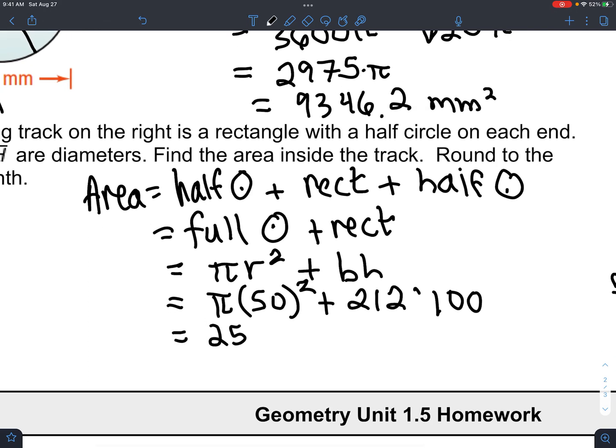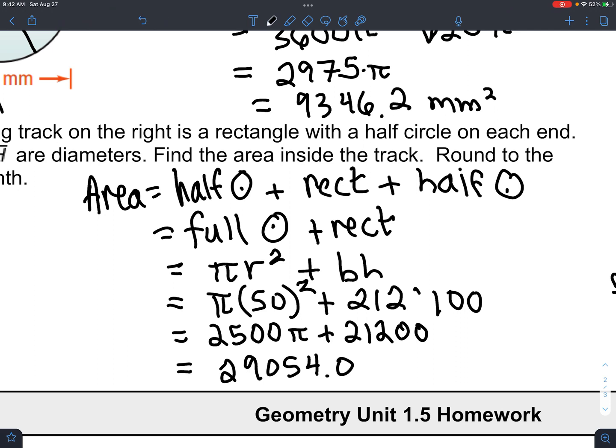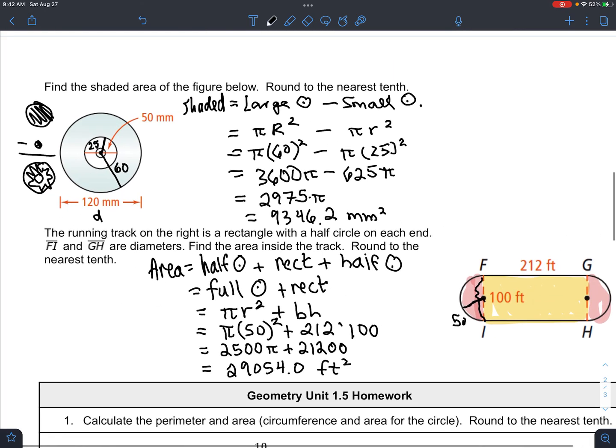Okay, so we could try and simplify some of this down. So if we type 2500 times pi plus 21200, that checks out too. Okay, so that is the area inside the track, and we used area formulas to find that. All right, thank you.